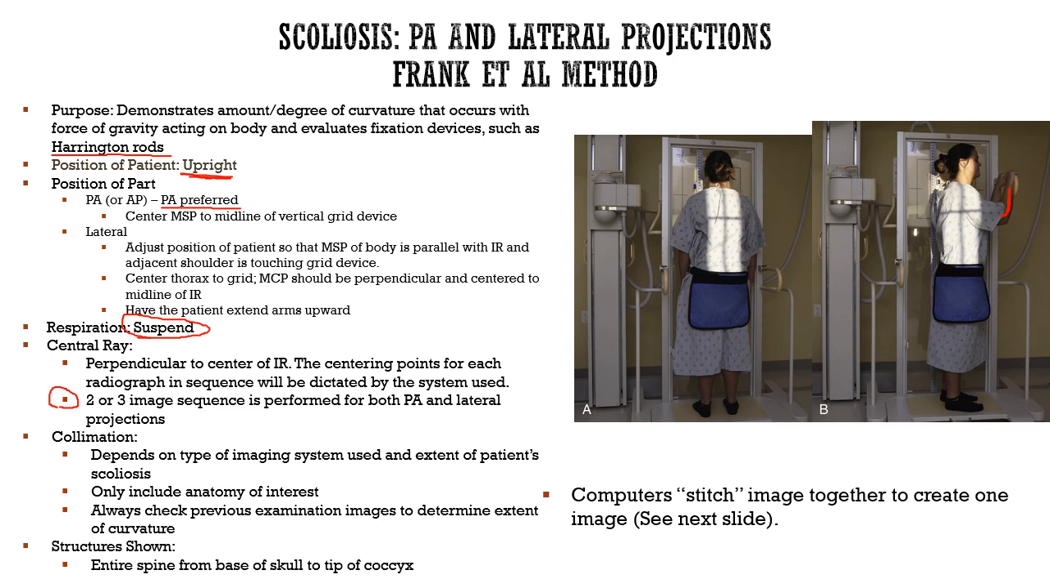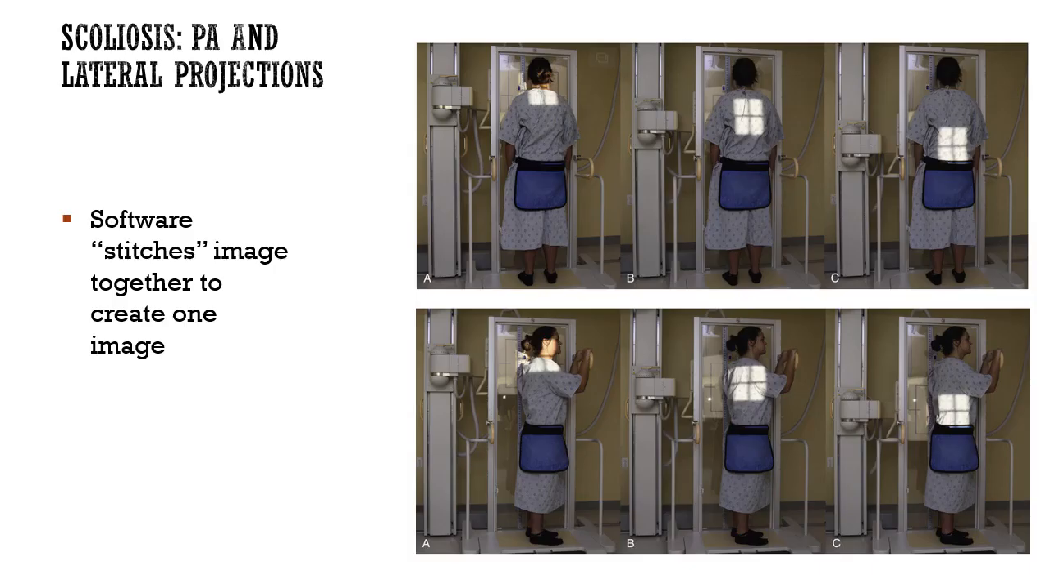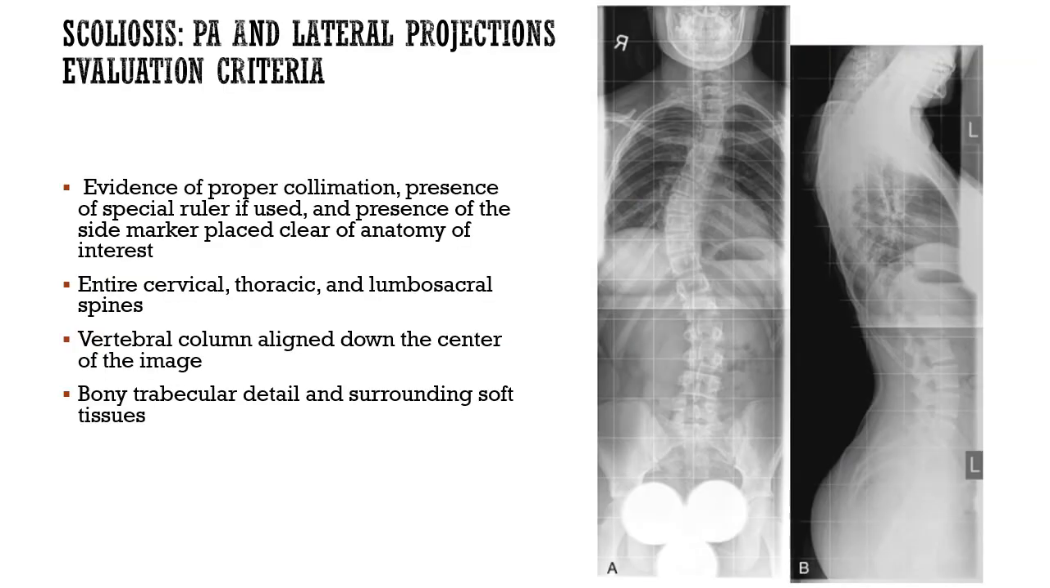The structures shown ideally should include the spine from the tip of the skull to the tip of the coccyx, but that just depends upon protocol. So computers, depending upon the computer system you have, can digitally stitch images together to create one image. So here's a different way of performing this, where we have 3 separate images where we see the cervical, the thoracic, and the lumbar performed PA and then lateral. And then the images are digitally stitched together to show all 3 spines.